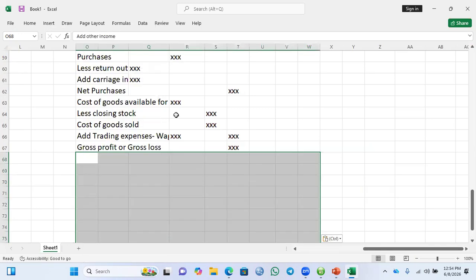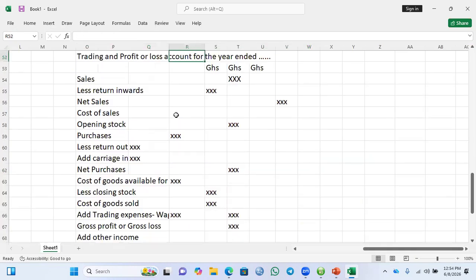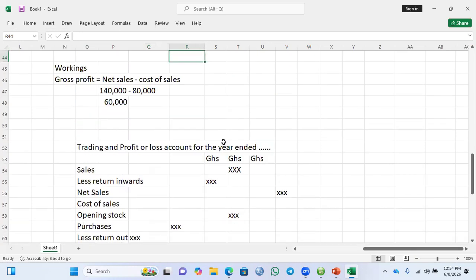Good. So you see, in this case, you put everything together. Let me try and arrange the figures well so that you can follow it through. So you see, my title will be trading and profit or loss account for the year ended. I will start with my sales less returns inwards, and I'll get my net sales right here under the third column.